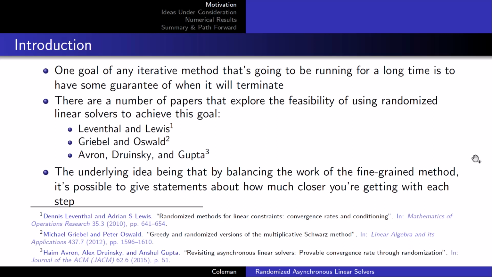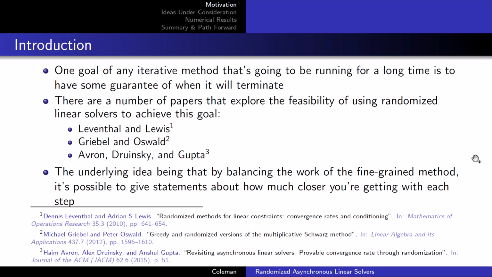So there's been some research starting maybe way before this, obviously, but the randomization techniques that we're considering here kind of started in 2010, 2012, 2015. So there's 3 papers there that I'm calling out specifically as kind of seeds for this research. The first is by Leventhal and Lewis, the next by Griebel and Oswald, and the last by Avron, Druinsky, and Gupta.